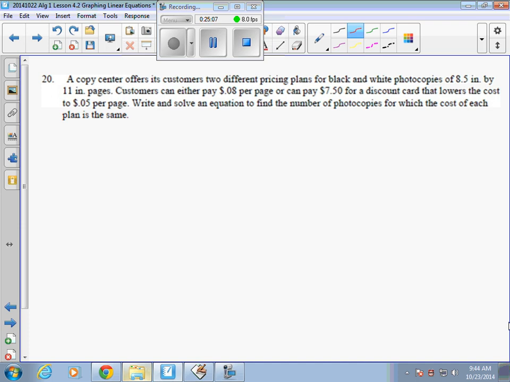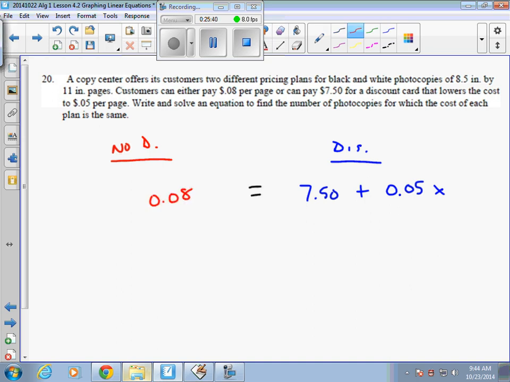A copy center offers its customers two different pricing plans for black and white copies, 8.5 by 11-inch pages. Those numbers are irrelevant, just like they were last week. Customers either pay 8 cents a page or can buy a $7.50 discount card that lowers the cost to 5 cents per page. So no discount is first, and then with the discount will be second. Okay. So with the discount, it costs you $7.50 plus 5 cents times the amount of copies. When will that be equal to no discount, which is simply 8 cents times the amount of copies?